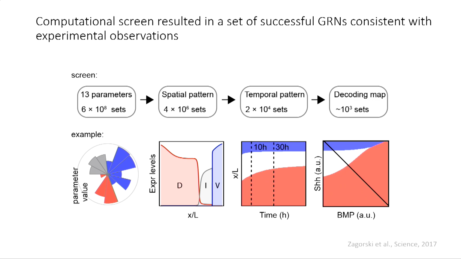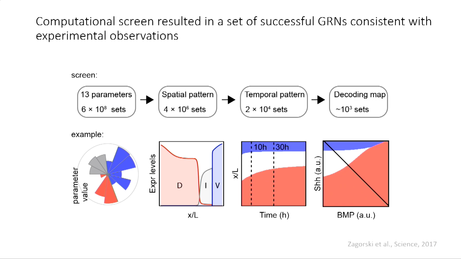Like for instance, a very simple thing. We start with 10 to the 8 sets of these parameters, 13 parameters, randomly selected from some wide range of parameters, and we require them to produce a spatial pattern composed of 3 stripes. Those are dorsal, intermediate and ventral in this order, and this already boils down to 10 to the 6. Then we also want to have, in the spinal cord, as the tissue grows, some shifts of the domains. Then we also wanted to have that.